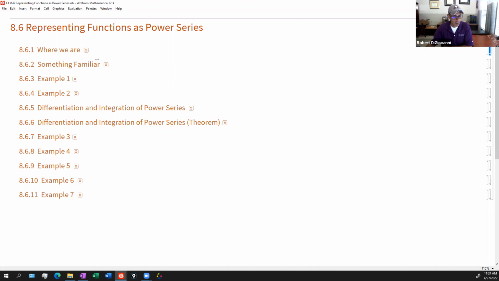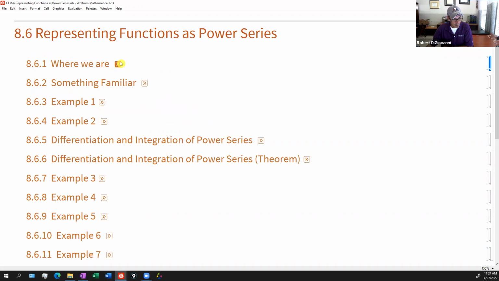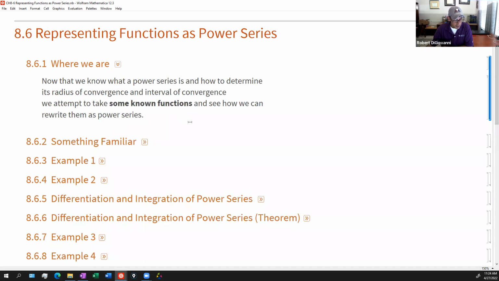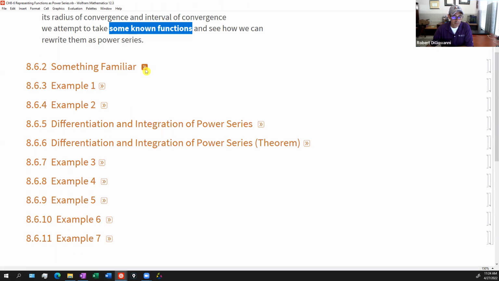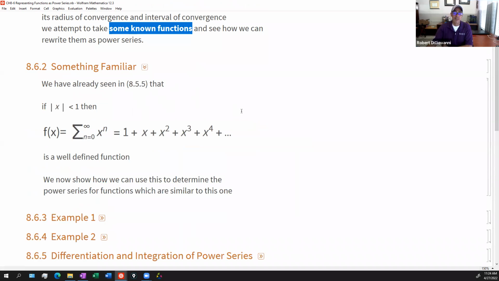So here's where we are. Now let me make this a little bigger. So we know what a power series is, okay? We now attempt to take some known functions and see how to write them as power series. So we're going to start with something familiar. This is from last class.